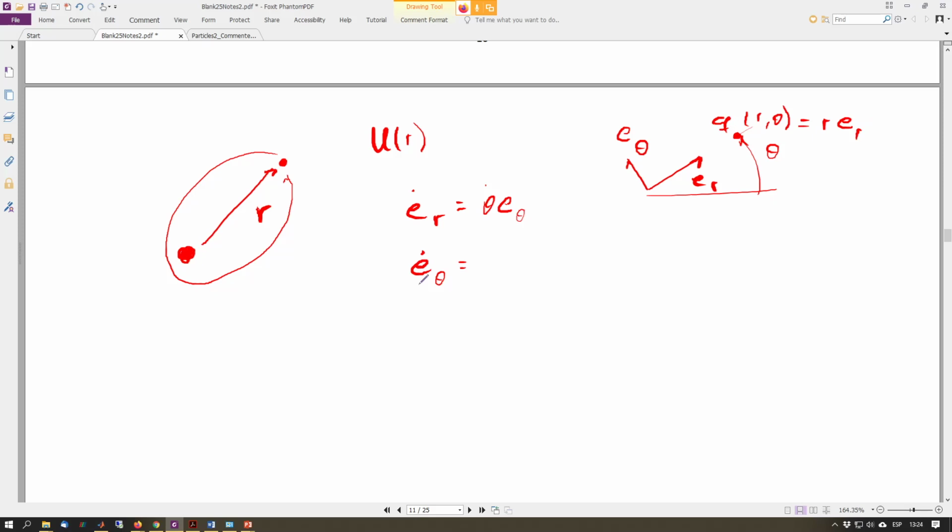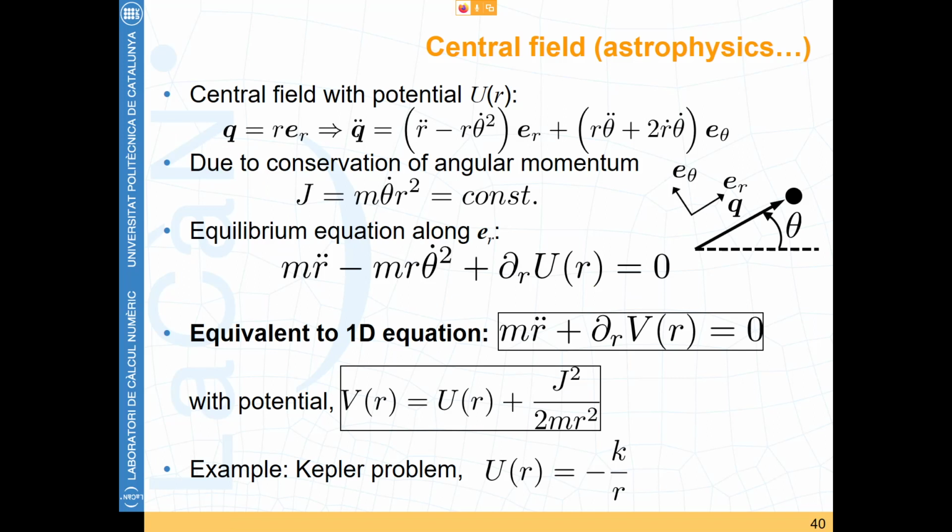Okay, how its derivatives are going to change. In this case, e-dot, as we see, will be theta-dot, but in the direction of minus r. Here is a way of deriving this e-theta. So by using this and having this expression, we have this final expression of q double dot.